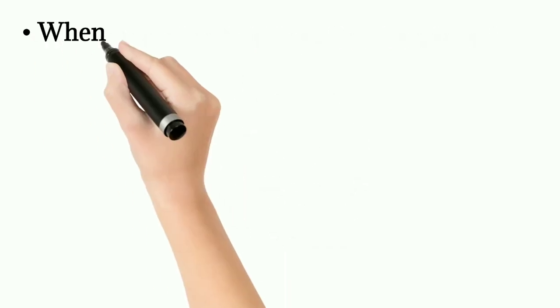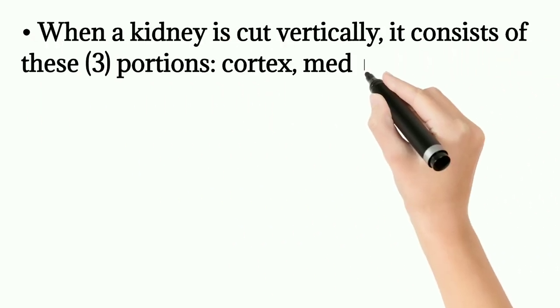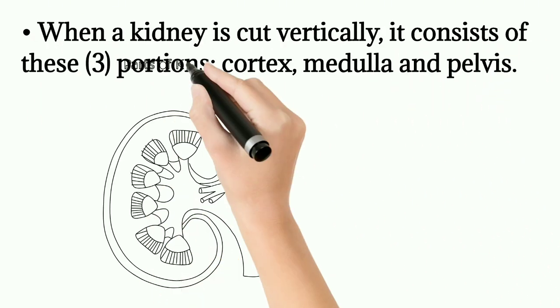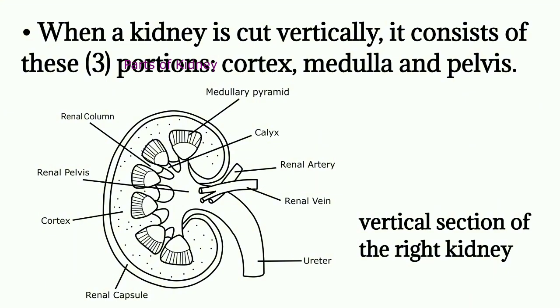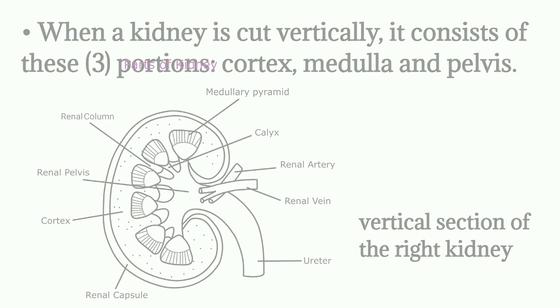Okay, when a kidney is cut vertically, it consists of 3 portions: the cortex, the medulla, and pelvis. Okay, if you look at the diagram, you can see the cortex is the outer layer consisting of Malpighian bodies. The medulla is the inner layer consisting of the uniferous tubules, while the pelvis leads to the ureter. Okay, so these are the major parts of kidney.